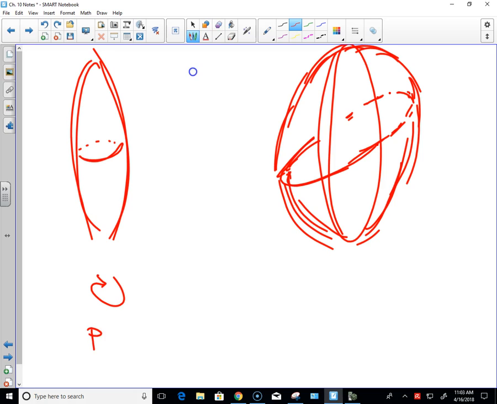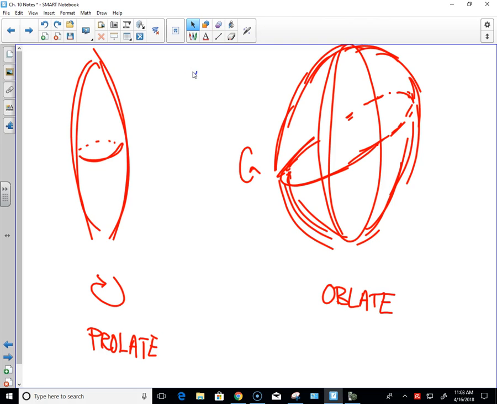Anyway, this one will always be the prolate, and a prolate is always when you're revolving about which axis? The major. And then this one would be going around the minor, which would be an oblate. Okay? Thank you for bringing that up, David. That's exactly why I've been so precise with how I want you to do it. Thank you, thank you, thank you.